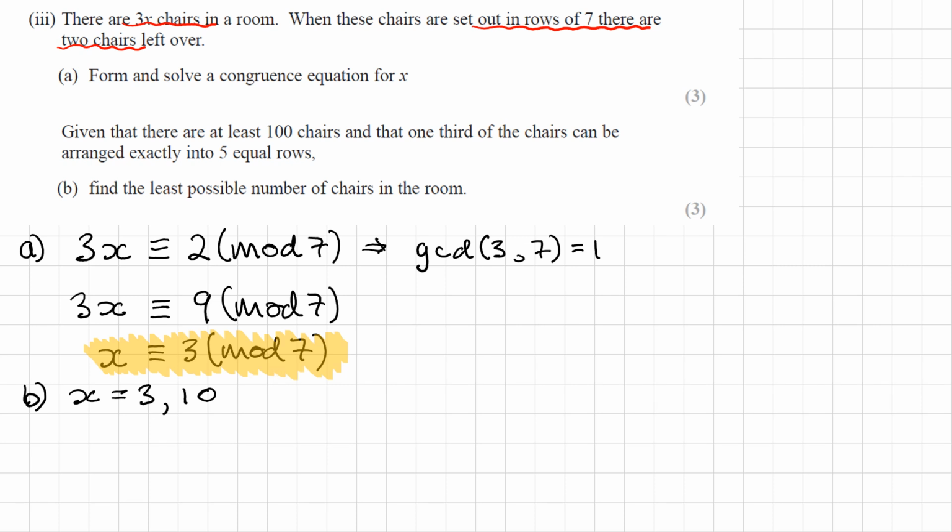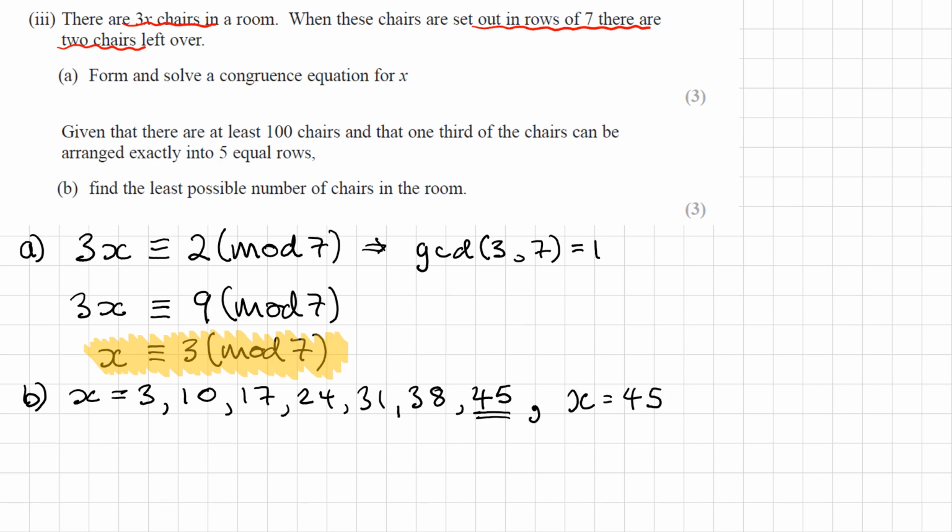So I'll just keep adding 7s: 17, 24, 31. And what I want is to keep going until I find a number that is divisible by 5, and that will satisfy this part here about the chairs being arranged into 5 equal rows. So we'll keep going, keep adding 7, so we're on 38, 45. Okay, there we go. So we'll have x is equal to 45.